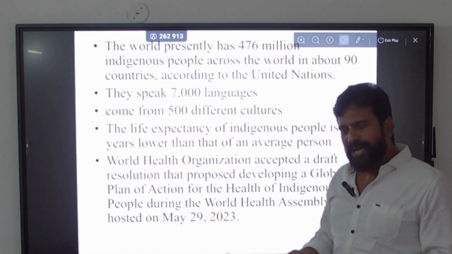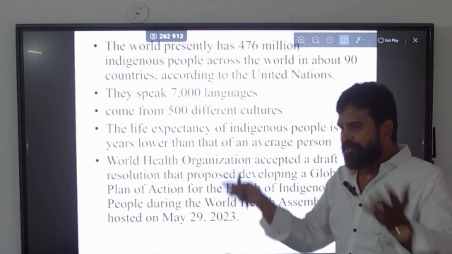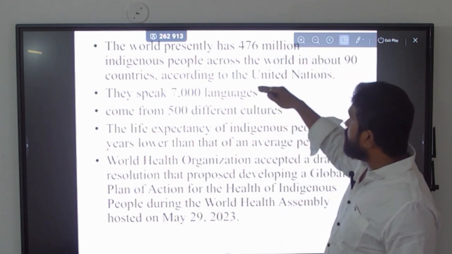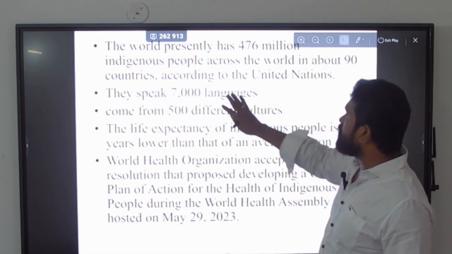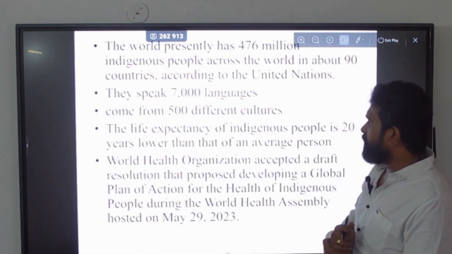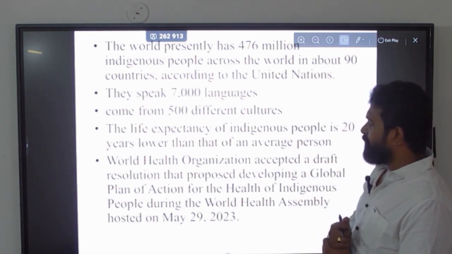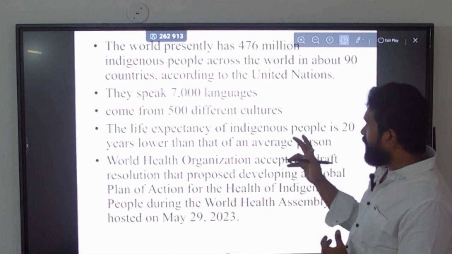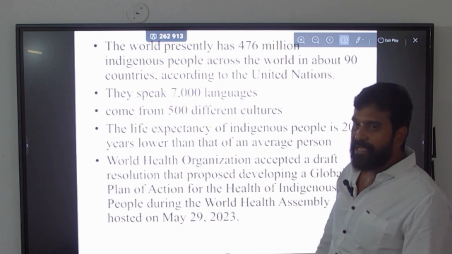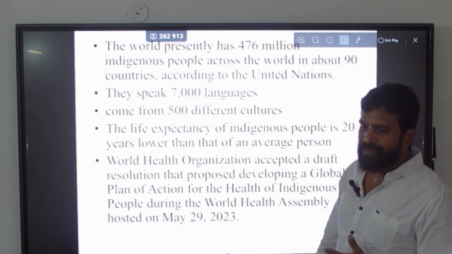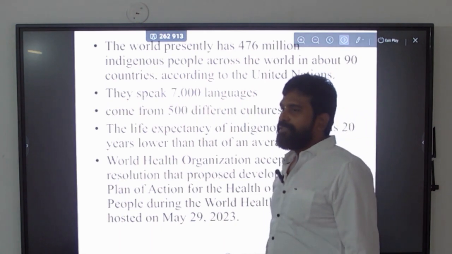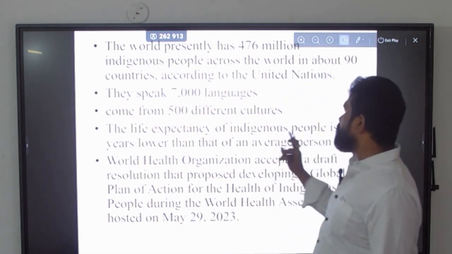Normally we are also having a lot of cultures in India. If you see, we have n number of cultures. Just like that, indigenous peoples also have 500 different cultures over there. But the one thing is, see their life expectancy, they are 20 years lower than an average person. In India, if a normal average person has a life expectancy of around 67, they have only 47. So this is the problem.